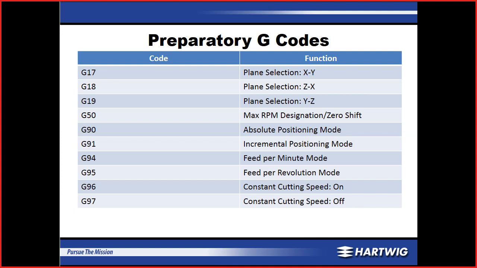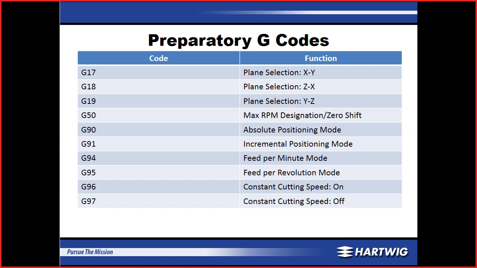G90 and G91 are going to tell the machine in which method we intend to position. G90 is what we call absolute positioning, meaning every coordinate point of your part is going to be referenced from one datum position that's fixed. Typically for me, and in all of our examples we'll see today, that is from the front of the part to the back of the part.